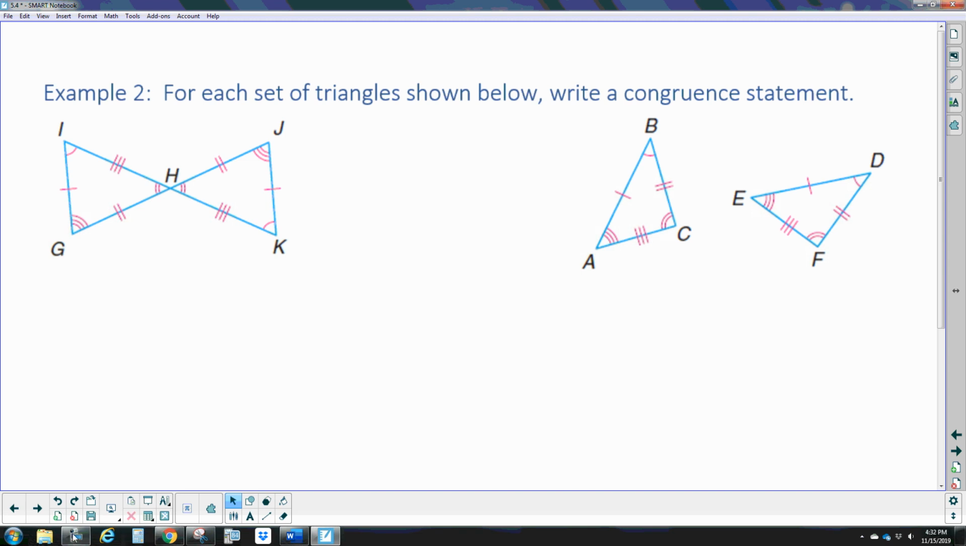Okay, let's look at this second example now. This second example says for each set of triangles shown below, write a congruent statement. So here we actually have the markings already. Okay, so I'm just going to go ahead and highlight the corresponding parts. And maybe I'll use a highlighter.